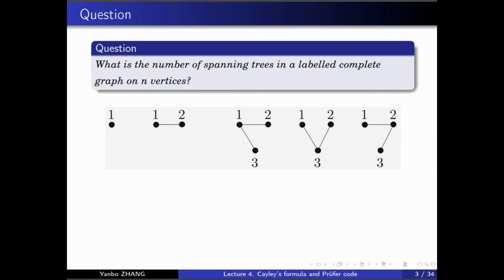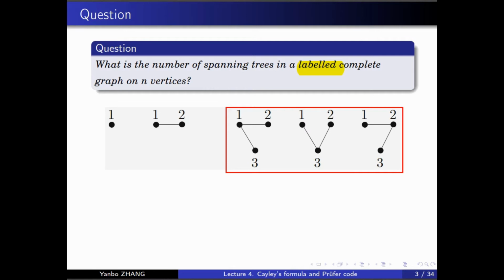If n is 3, a complete graph of order 3 is a triangle. Deleting any edge from the triangle, we can find a spanning tree. So, a labeled complete graph of order 3 has 3 spanning trees. The 3 spanning trees are in fact the same under isomorphism, but here we are studying labeled spanning trees. So the 3 graphs are in fact different trees.